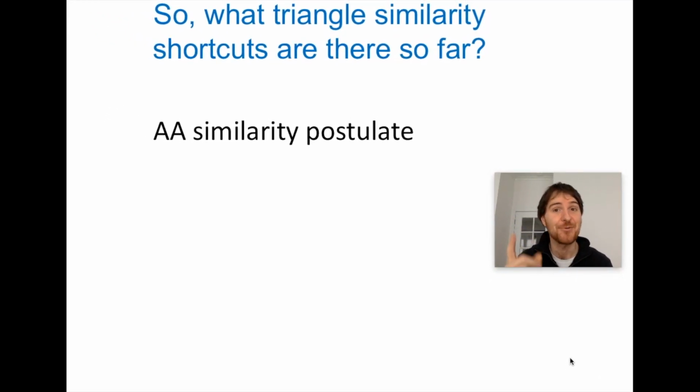We're getting pretty close there with similarity. So today's topic, this Tuesday, is a new lesson: more on triangle similarity, finding more shortcuts for triangle similarity. So far, we have one, right? We did this last section. We have the AA similarity postulate.